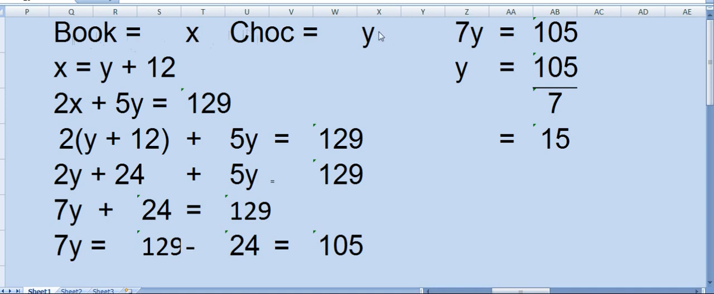We don't know anything. Now what is given? This book costs 12 rupees more than the chocolate. So x equals chocolate plus 12, y plus 12, right? First understand this. The cost of book is 12 rupees more. So x equals y plus 12. Now what is next given?